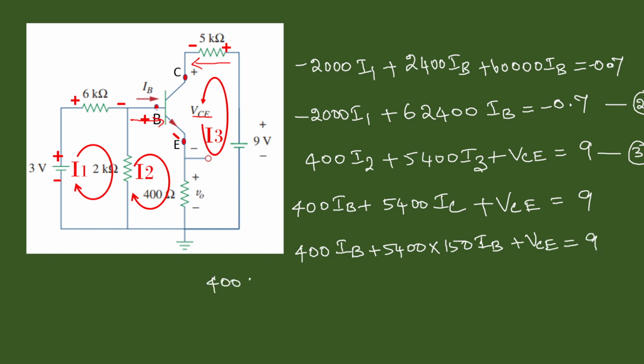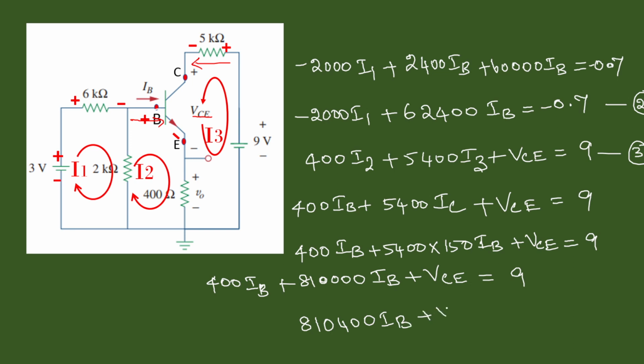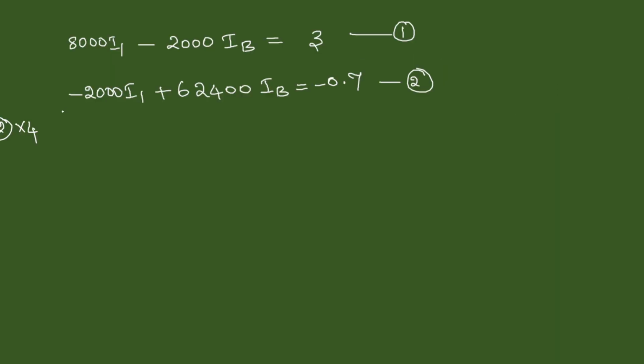It is 400 IB plus 810,000 IB plus VCE, that is equal to 9. So when you add these two IBs together, we'll get 810,400 IB plus VCE, that is equal to 9. So this is our third equation. So I want to solve this.